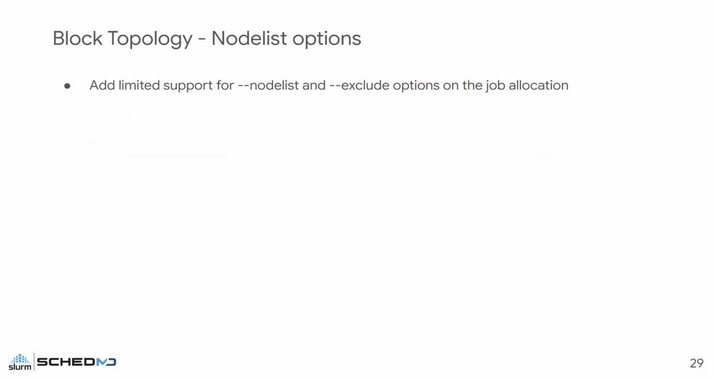We also added support for node list and exclude options as part of the job allocation. If there are reasons, especially for test development or to work around hardware problems, these are quite useful to give users a little bit of direct control over the scheduling behavior. They weren't completely supported with topology block, though, due to some architectural concerns, but we found ways to add limited support to make them work in most situations that your users would want.